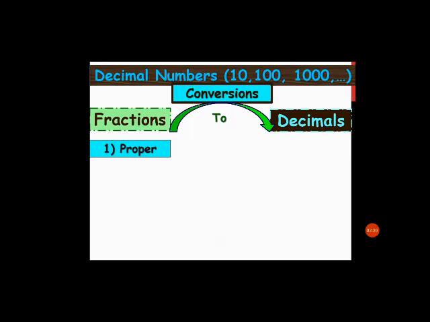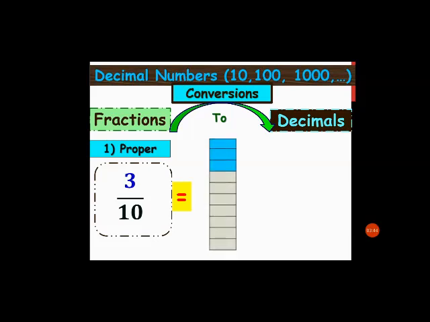Starting with the proper fraction, here I will have 3 over 10, the same example. So I will learn how to follow certain steps in order to transform the fraction to decimal. So this is a proper fraction. I have 3 parts shaded out of 10 parts, as we said. I will look firstly to the denominator. So here the denominator is 10, having 1 0.